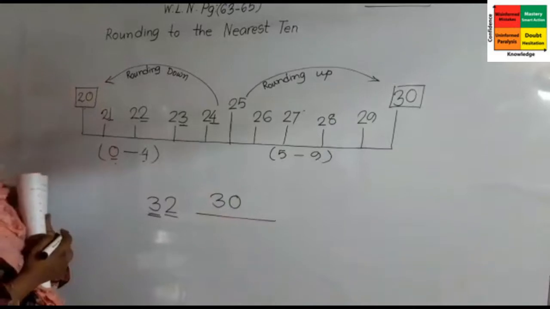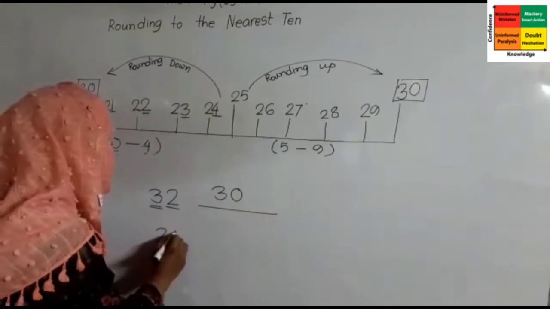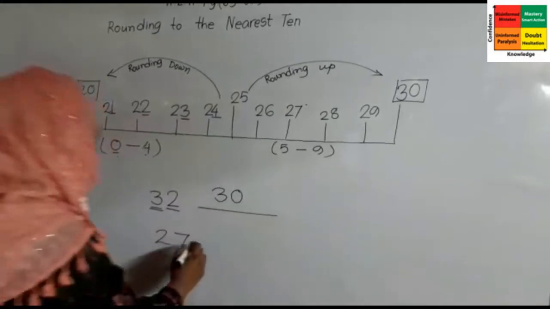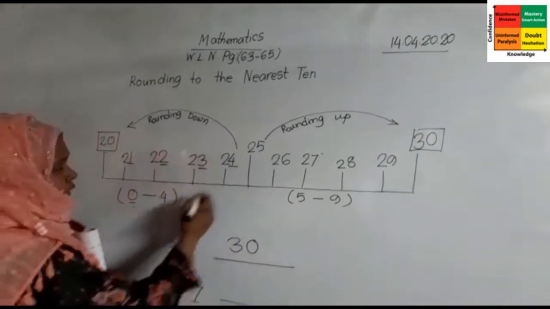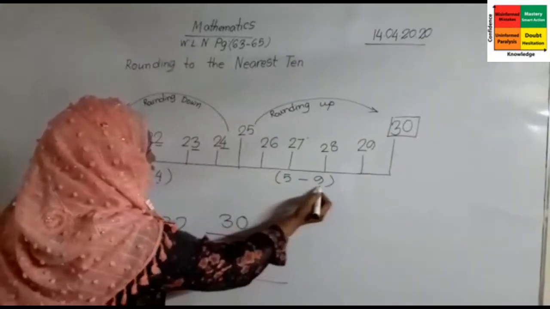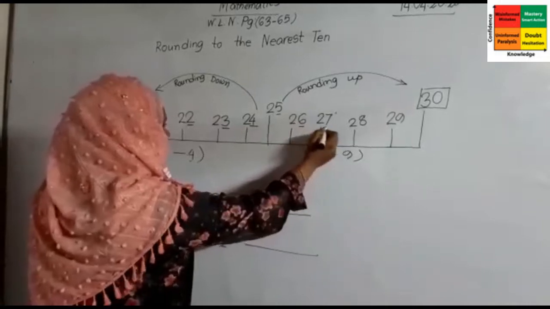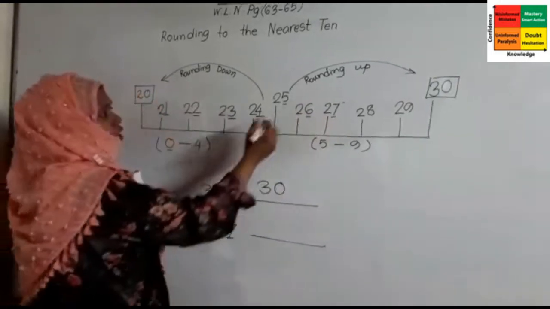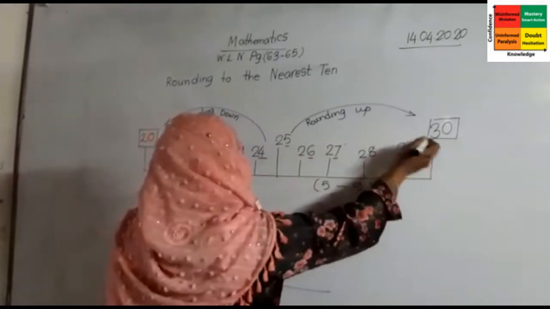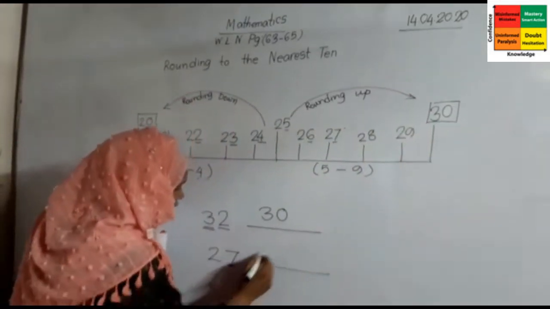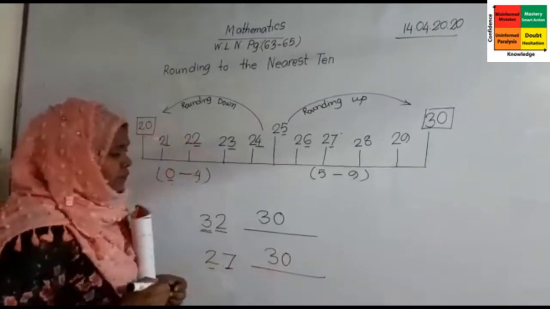It will not change. Then if we go for the next example, 27, you see this 7 is more than 4. That means it's between 5 to 9, which is 5, 6, 7. That means this 7 will take this number to the next 10. It will round up and go to the next 10, 30.